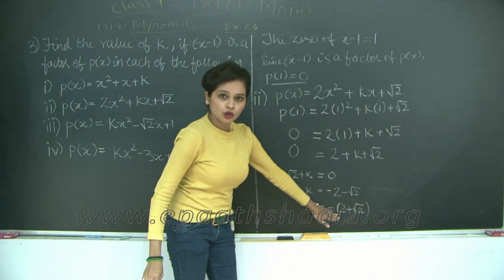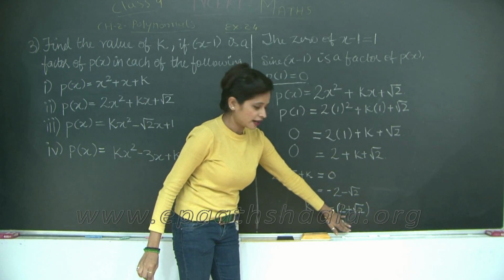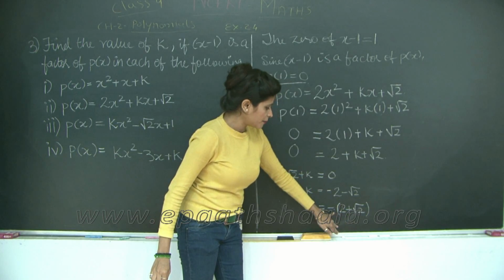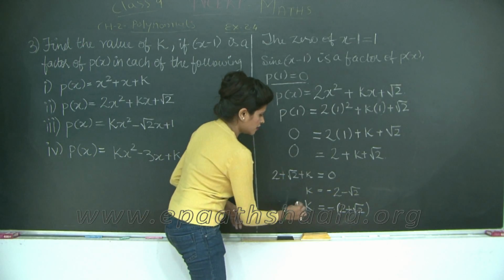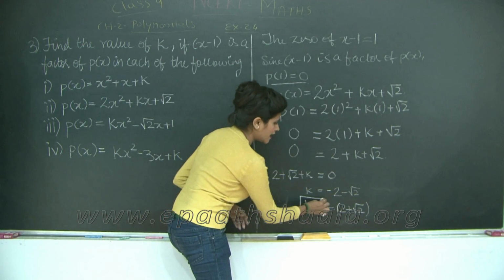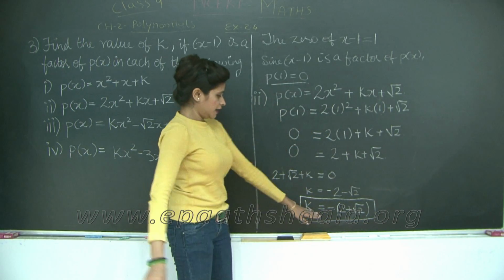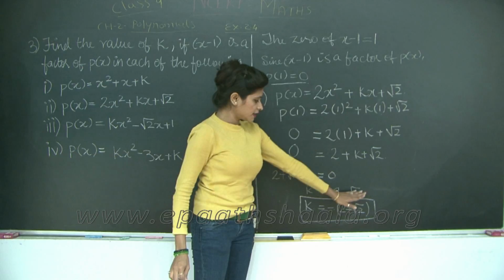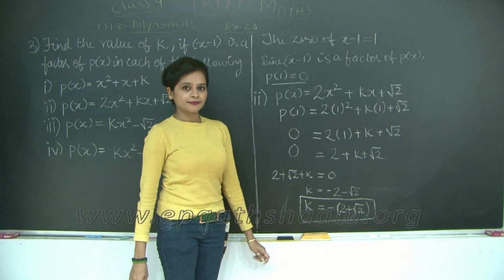Let us verify. When you open the brackets, minus 2 will give you minus 2 and minus plus will give you minus root 2, which is this. So, I have only simplified it further. Therefore, we have the value of k as k is equal to minus of the entire thing, 2 plus root 2. Please take a look.